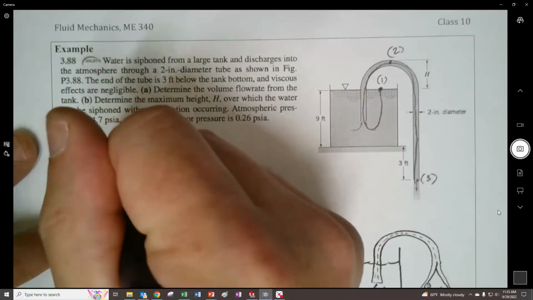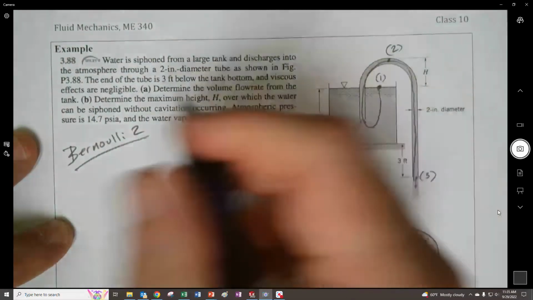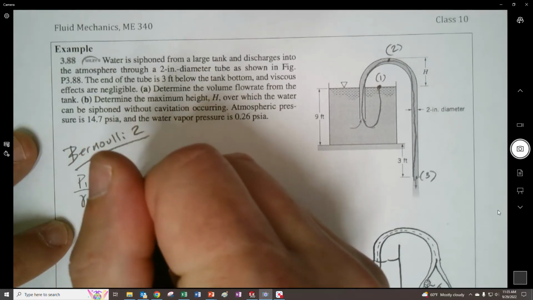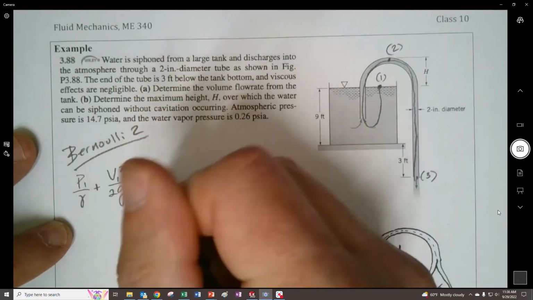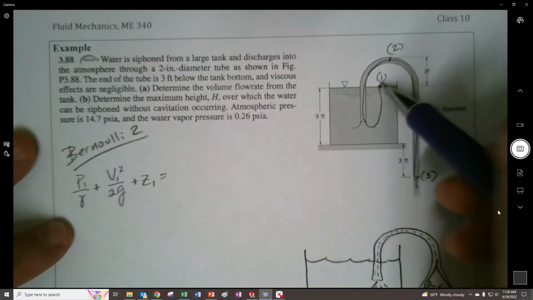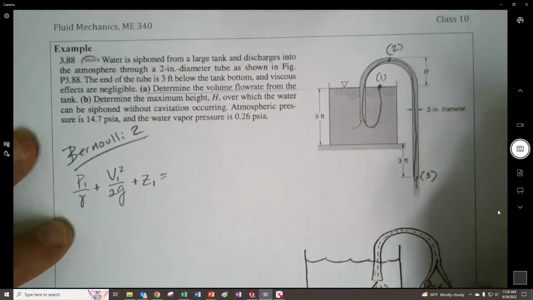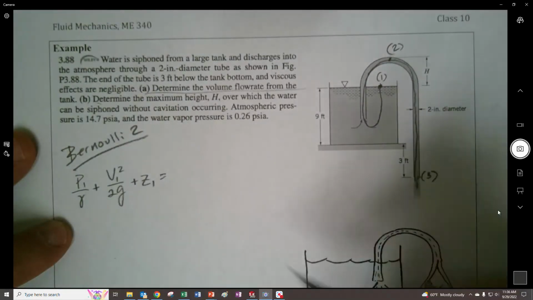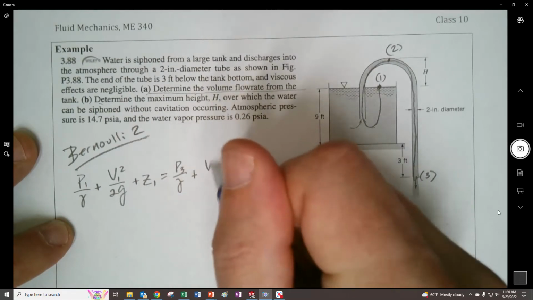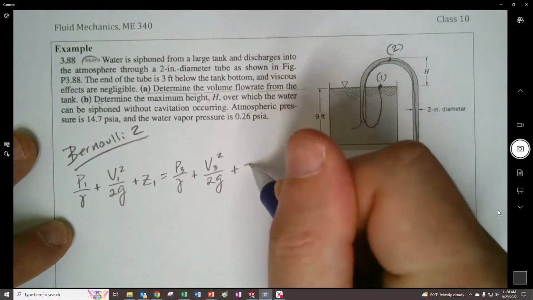So let's do Bernoulli 2 because we haven't used it enough. Where we have P1 divided by gamma plus V1 squared over 2g plus Z1. And I'm going to do it between 1 and 3 initially because I need to find the volume flow rate. Well, I need to find the velocity, and that's going to give me the volume flow rate. So we've got P3 divided by gamma plus V3 squared over 2g plus Z3.